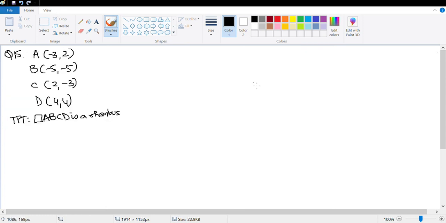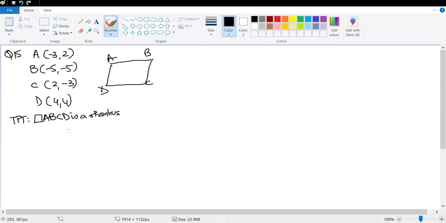The next question that we do is question number 15. So show that these four vertices or coordinates are the vertices of a rhombus. What do we know about a rhombus? This is a simple one. What we know about a rhombus is that in a rhombus all four sides are equal. So let me draw a rough diagram. So let's say this is A, B, C and D.